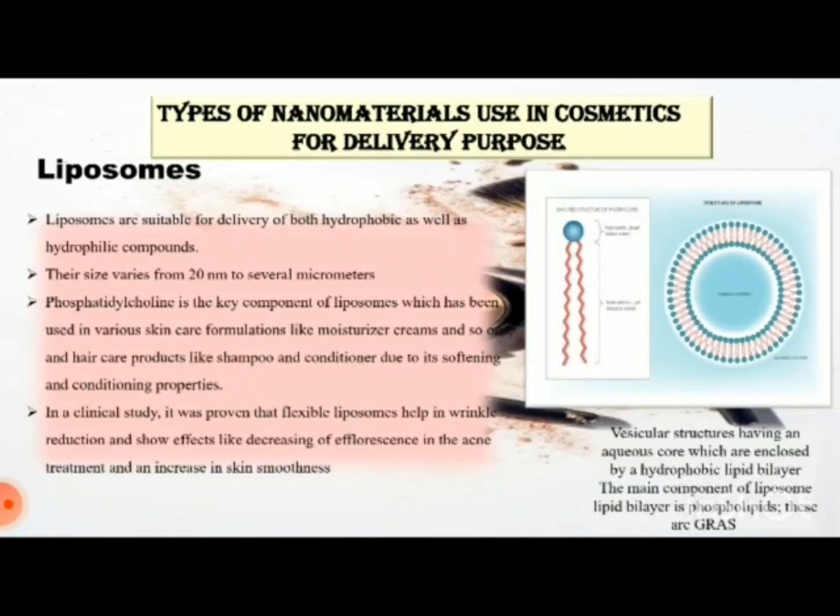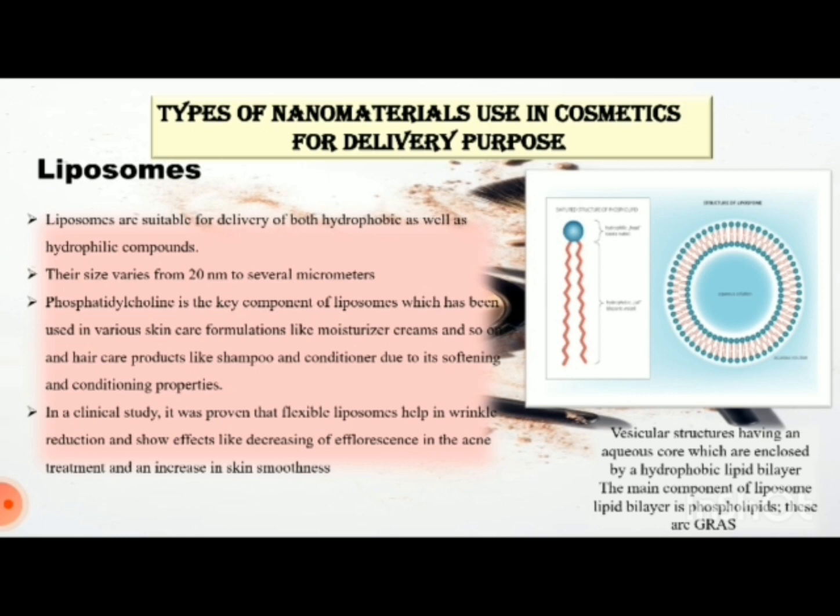Now we are going to discuss the nanomaterials which have been used in cosmetics for the purpose of drug delivery. There are so many types of nanoparticles which have been increasingly used for the past many years for drug delivery. The first one is the liposome. First of all, we will look into the structure of the liposome. It is a vesicular-like structure which contains an aqueous inner core, and the outside is enclosed by a lipid bilayer of phospholipids. They are GRAS, which means they are safer to use.